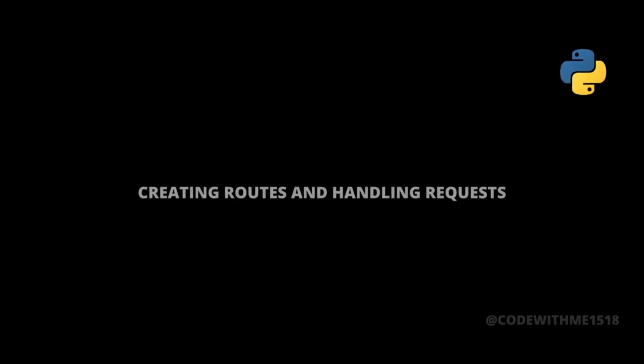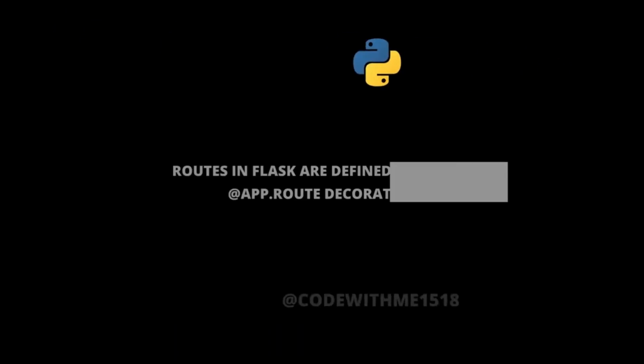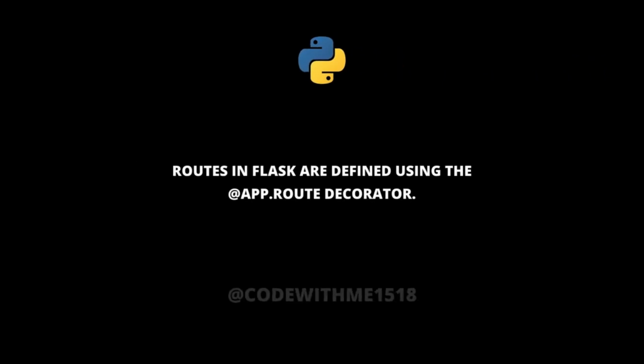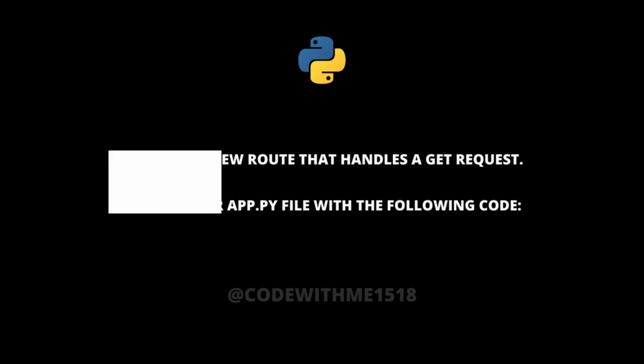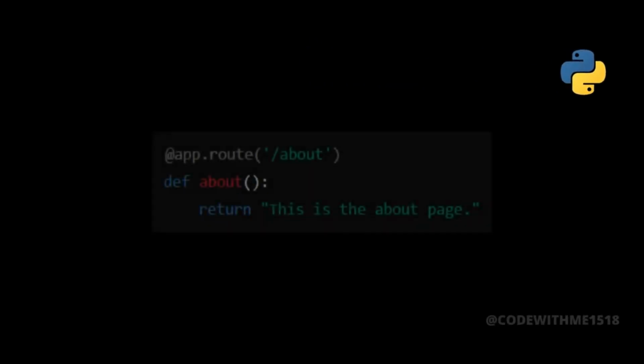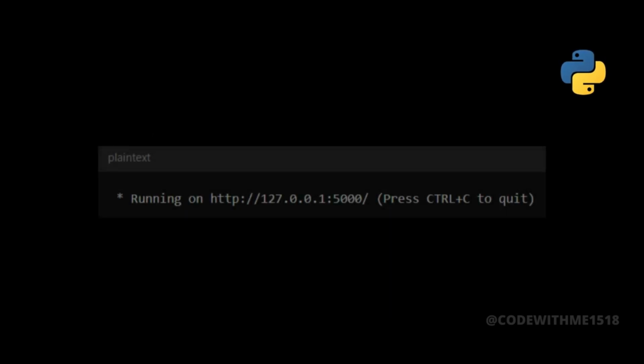Next, let's create more routes and handle different types of requests. Routes in Flask are defined using the @app.route decorator. Let's add a new route that handles a GET request. Update your app.py file with the following code. Restart your Flask application and go to http://127.0.0.1:5000/about. You should see This is the About page.